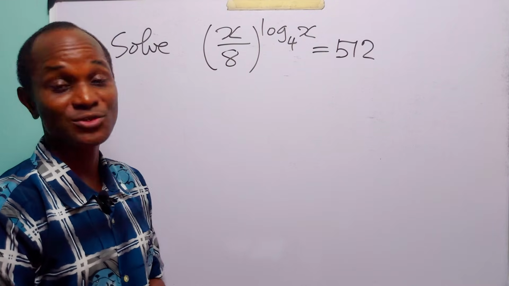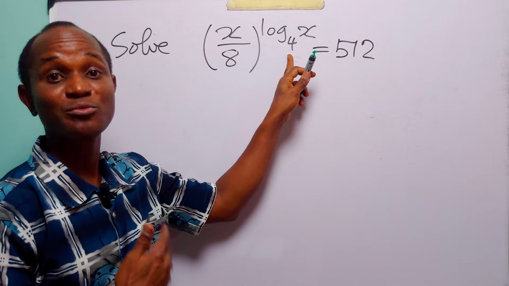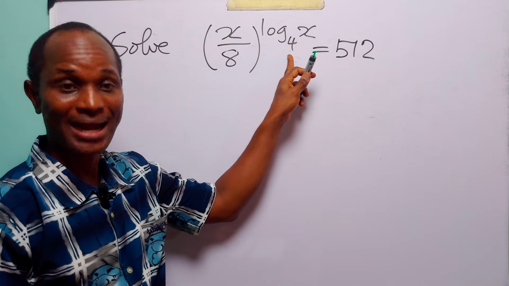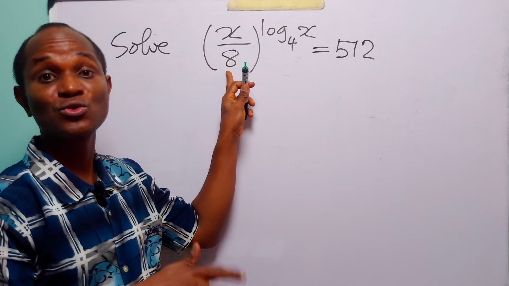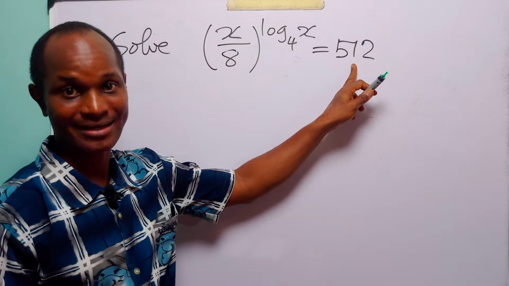Now, the first thing we are going to do is change the base of this logarithm from base 4 to base 2. Now, you may ask why. Notice that 8 is 2 to the power 3, and 512 is 2 to the power 9.